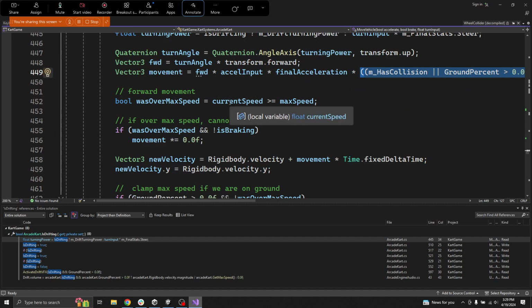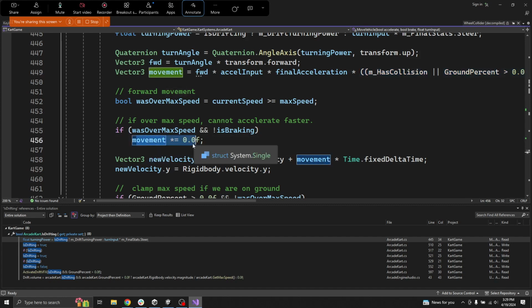And then if current speed is over our max speed for whatever reason, then this bool is true. So if we're over speed and we're not braking, then we've already hit our max speed. Just kill this movement because we don't want to go past our current velocity. We're maxed out on velocity at the moment.